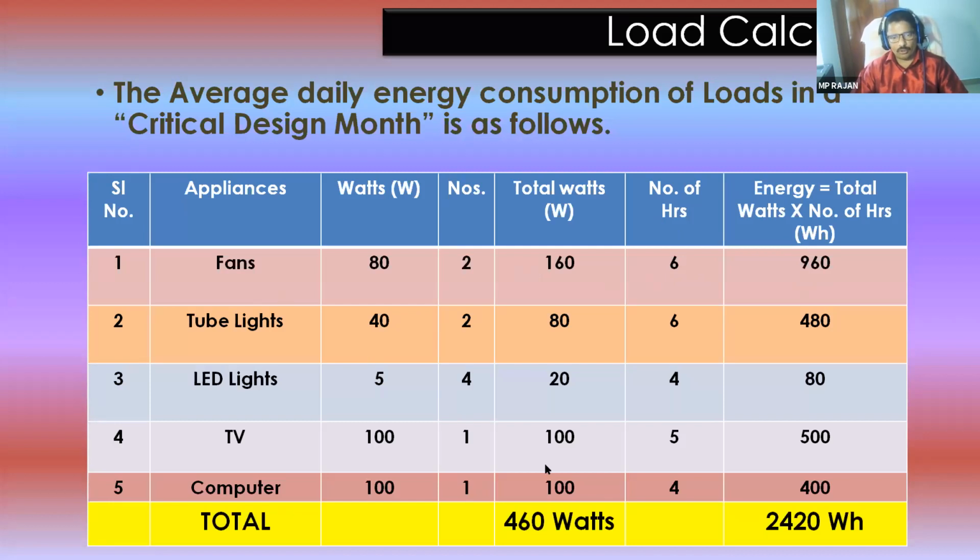Now you can see two values here. One is 460 watts and 2420 watt hours. 2420 watt hours in a day. In one day you will need 2.42 units, that is 2.42 kilowatt hour or 2420 watt hour. And wattage is 460 watt. That is the peak watt.